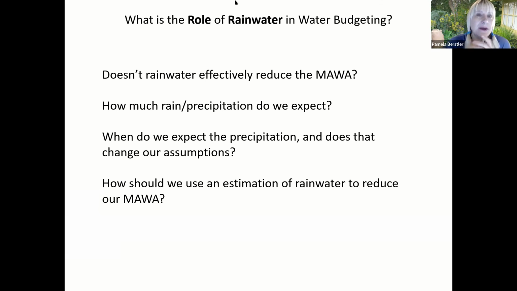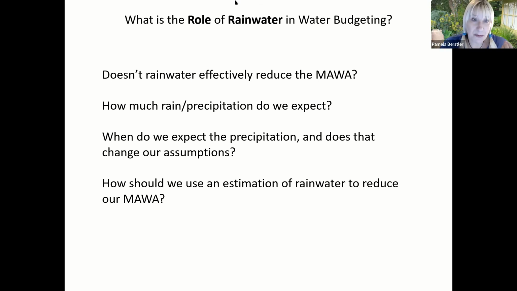So if we get rain from the sky, could it be that that would offset ETO at least a little bit? And the question about using rainwater in the calculations really is, does it affect the water budget, or does it affect the total water used? And I think it could do both.